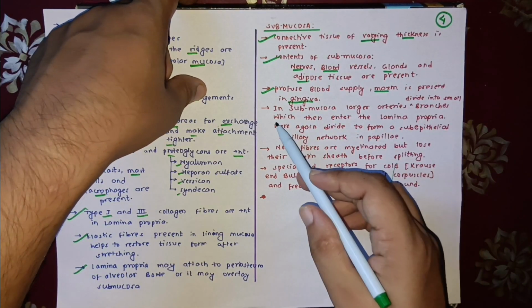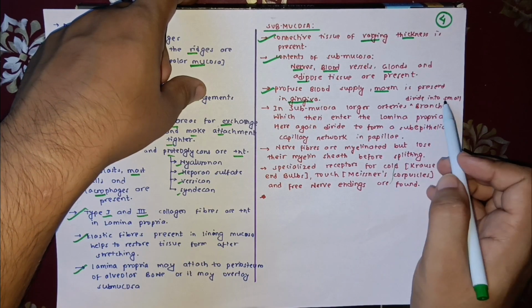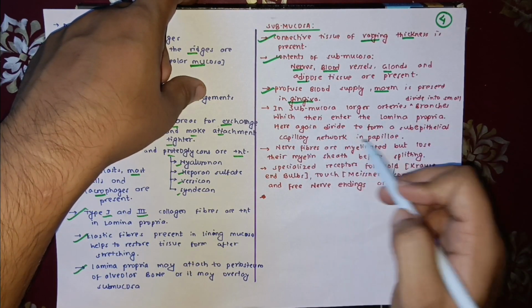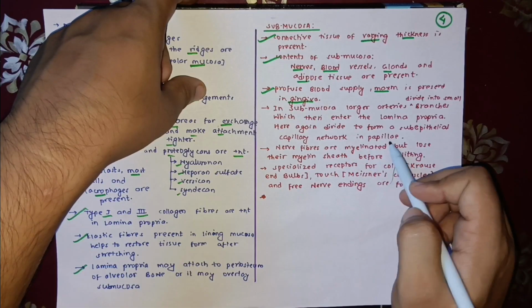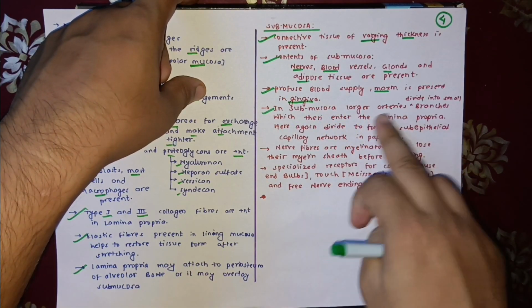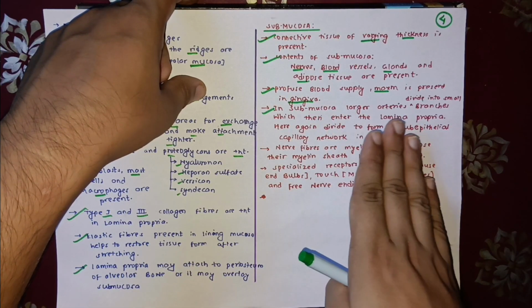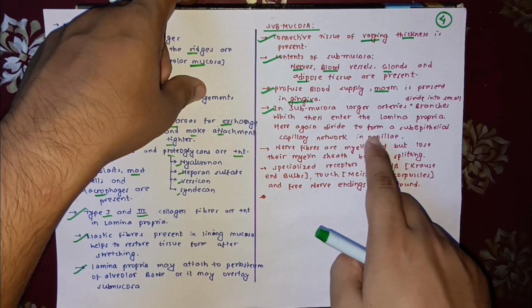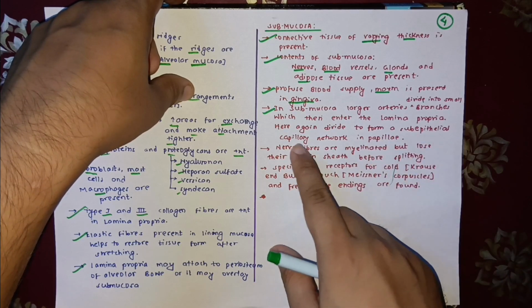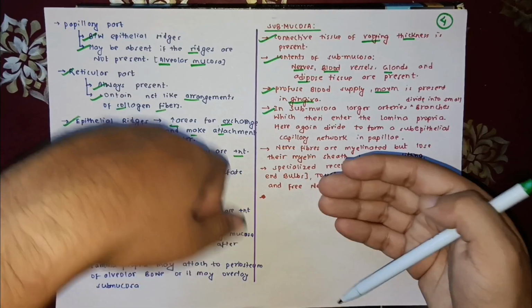After that, in some mucosa larger arteries divide into small branches which then enter the lamina propria, the reticular part, and again enter the papillary part of the lamina propria, where they form a subepithelial capillary network in the papillae, for the exchange of materials.